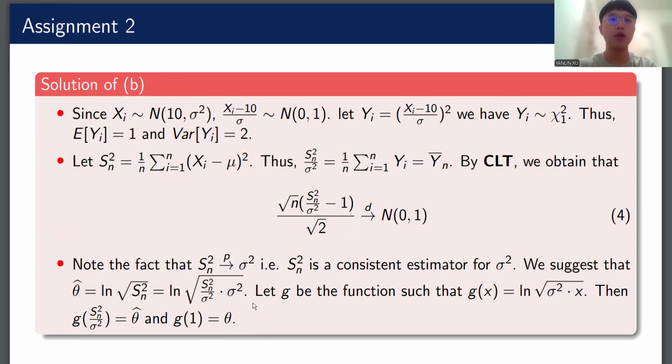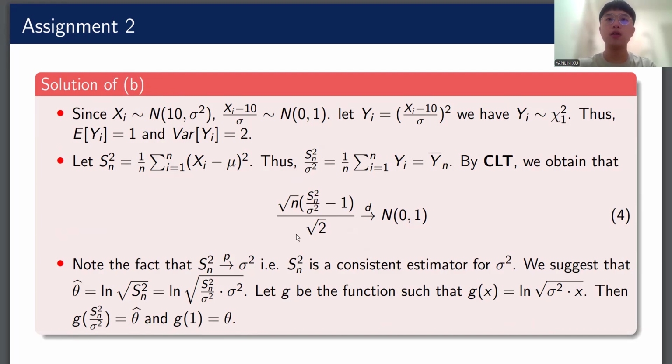And we denote it in this form. The reason why we denote it in this form is that if we let a function g be g(x) equal to the square root of sigma squared times x, then if we substitute x_n to the power 2 divided by the variance into it, we get the estimator, and g(1) is simply theta, because it is equal to sigma.